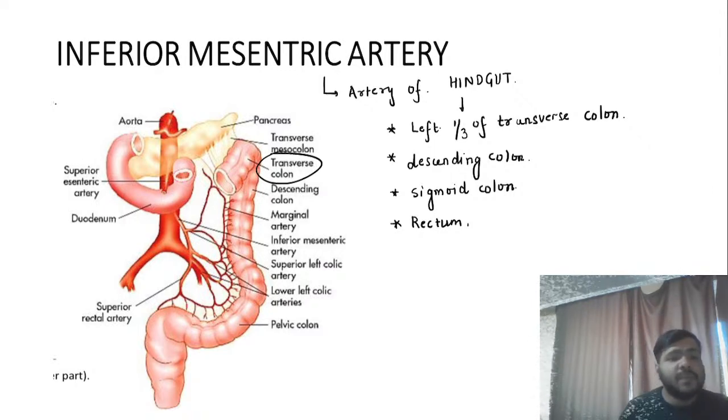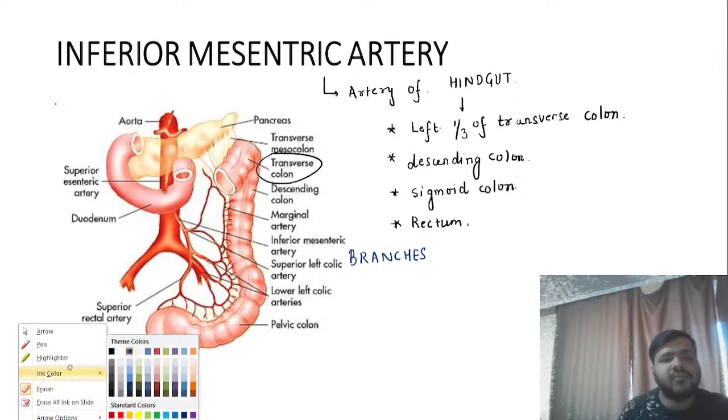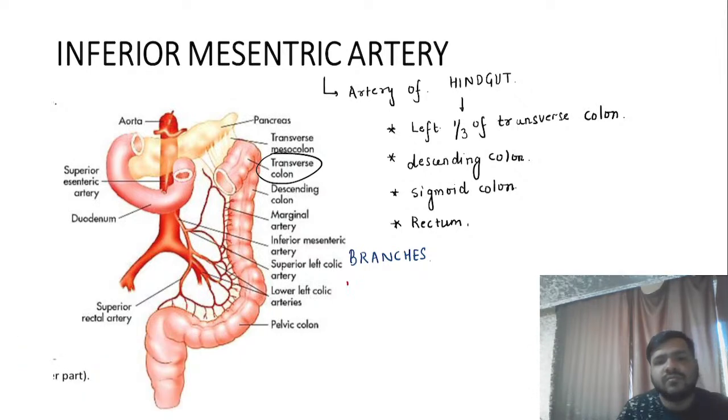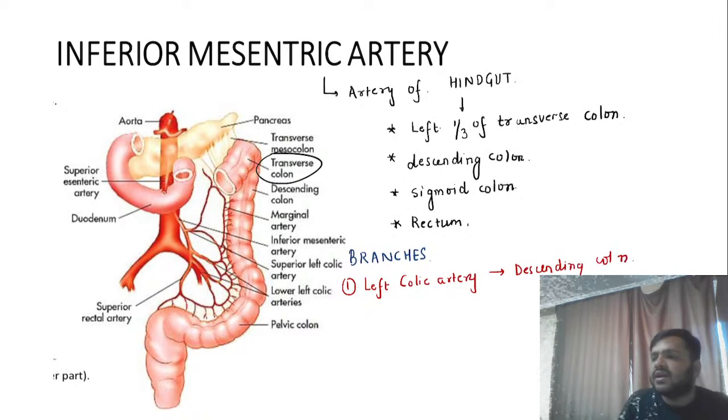ठीक है. तो इसकी पहले ब्रांचेस को एक बार थोड़ा सा डिटेल में देख लेते हैं, मतलब पहले ब्रांचेस के नाम लिख लेते हैं और फिर डायग्राम तो बना ही लेंगे, कोई दिक्कत वाली बात नहीं है. तो ब्रांचेस में आप लोग को पहला याद रखना है, we have something which is called the left colic artery. The left colic artery, and remember it is the main artery which is supplying the descending colon. Okay, the left colic artery.